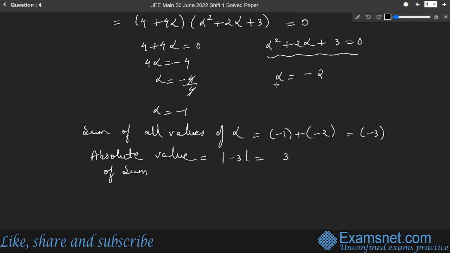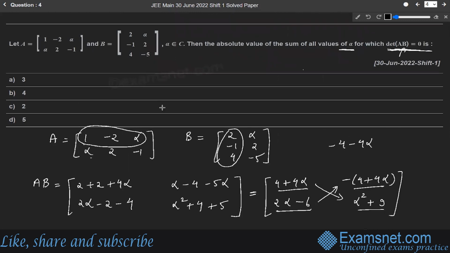So the absolute value of the sum of all the values of alpha for which the determinant of matrix A into B is 0 is 3. So for this question, the correct answer is 3. And hence the correct option is option A here.